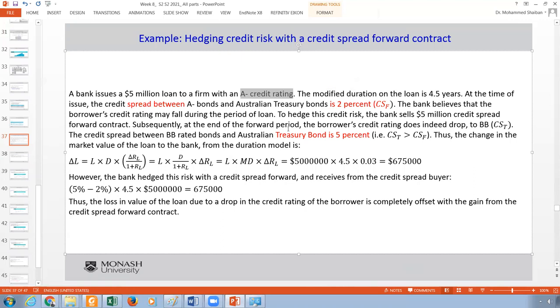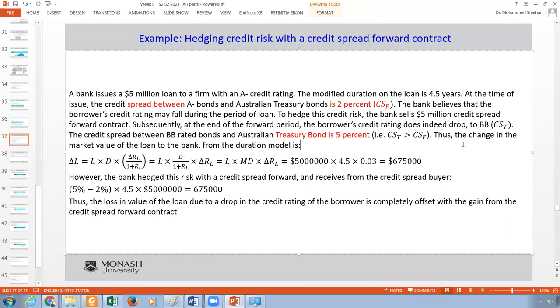Subsequently, at the end of the forward period, the borrower's credit rating actually declined to BBB. Now, what you do, the credit spread between BBB and A is 5%. One of them is 3%, the other one is 5%. So the treasury bond is 5%. So this is the difference.